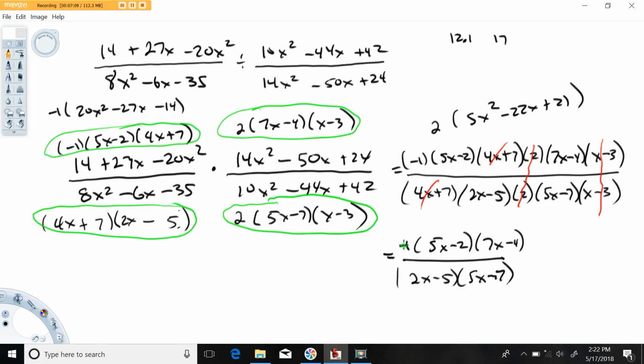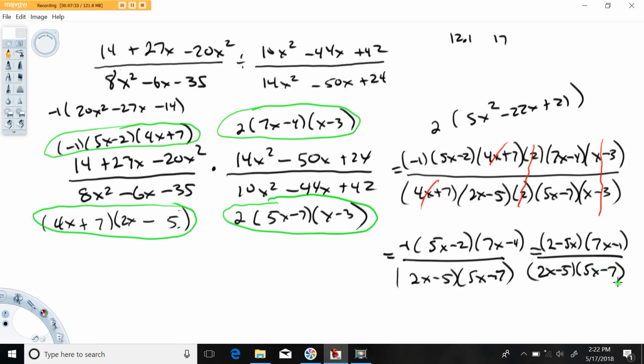Now this minus 1 here, we could put that minus sign a lot of different places. One thing we could do is absorb it into one of these terms. Actually, we can absorb it into any term we want. If I absorb it into this term, we could write it as 2 minus 5x, times 7x minus 4, over, and then the bottom, let's just leave alone, 2x minus 5 times 5x minus 7. I don't think there's much more to do to this one, folks. I think that's going to be done.